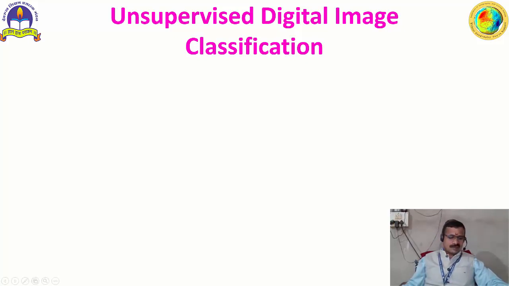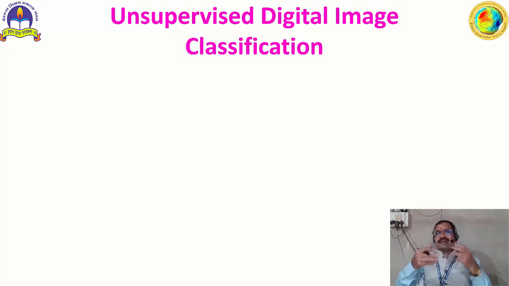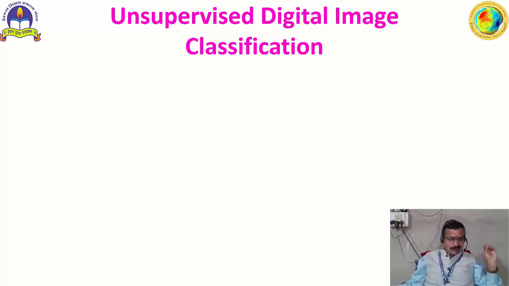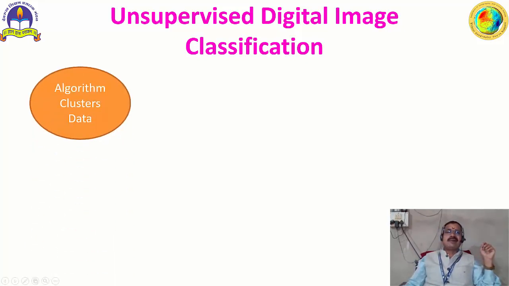Unsupervised digital image classification is performed by the system only, without considering the training sites which are given by the analyst. Or you can say the system is taking the samples based on spectral values and their characteristics, and the system is classifying those spectral classes into information classes automatically, and this is entirely based on the statistics of image data.